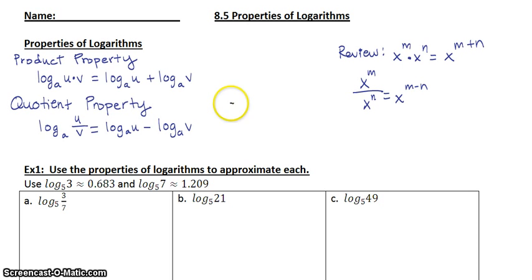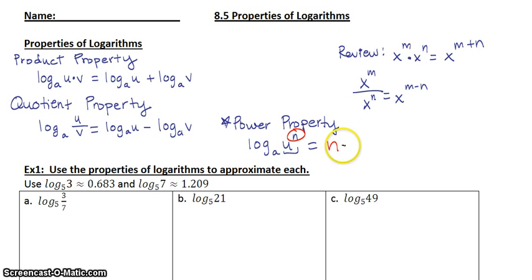And last but not least, we have something that I call the power property, but it's not really an official name. Here's what the power property says. Let's say I have log base a of u to the nth power. So this thing here has an exponent. I can take the exponent and put it in front and say n times log base a of u, and it is equivalent. So those are the three properties that we're going to use. We're going to use these to simplify expressions, and we're going to use these to do something called expanding and condensing some logarithms. So we're not really solving anything today, we're just changing the format and trying to find a numerical answer in some situations.